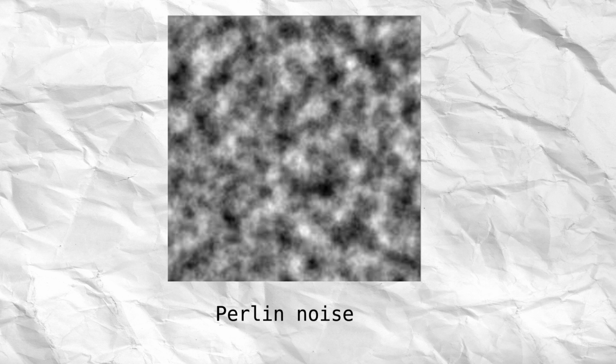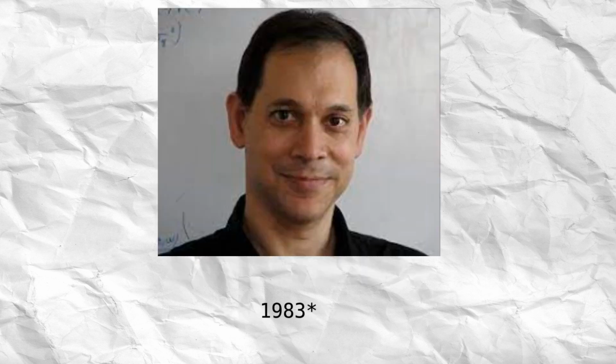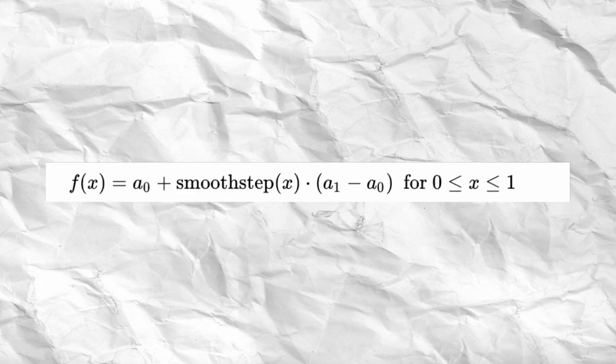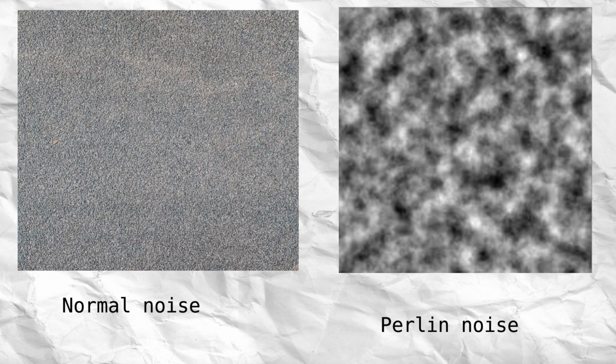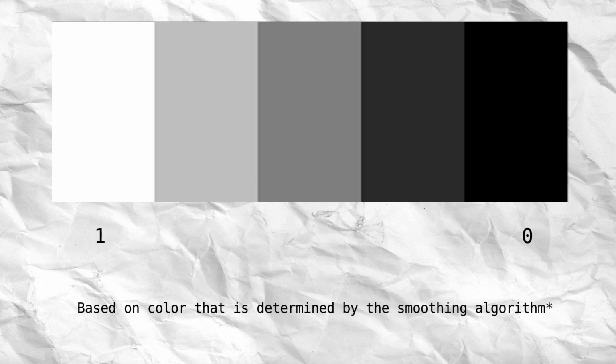Perlin noise was developed by Ken Perlin in 1917. His noise uses a pseudo-random number generator to assign each pixel a different value and uses a smoothing algorithm to make the pixels more connected. This is unlike normal noise, in which each pixel is completely random. White is assigned the value of 1 and black is assigned the value of 0, and other pixels are given a value between 1 and 0 based on the smoothing algorithm.